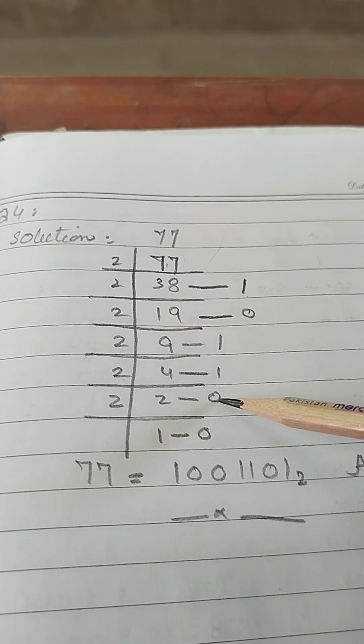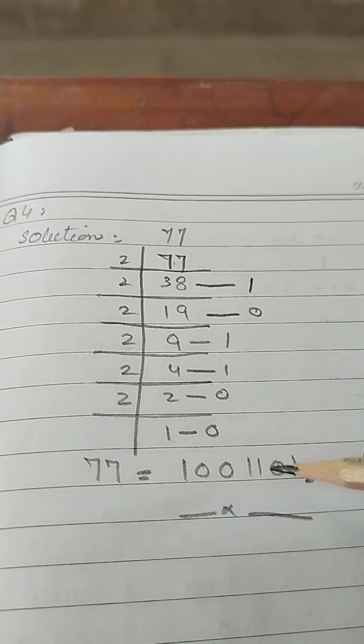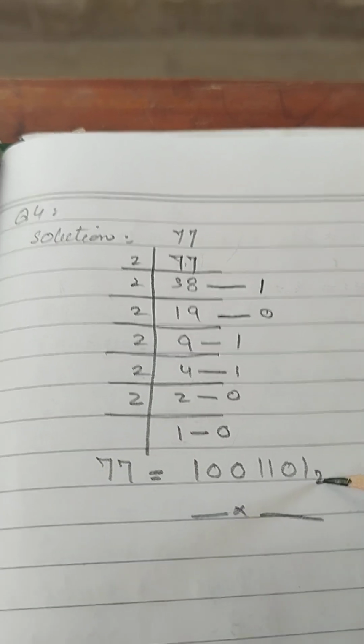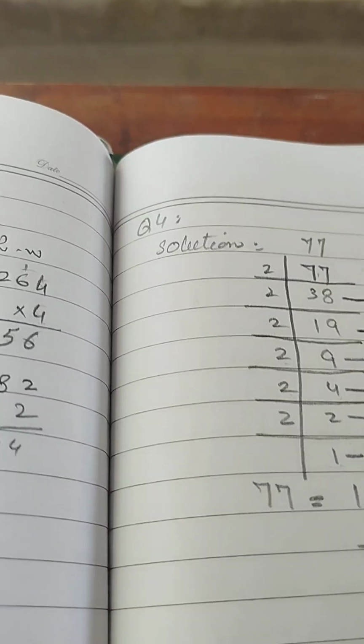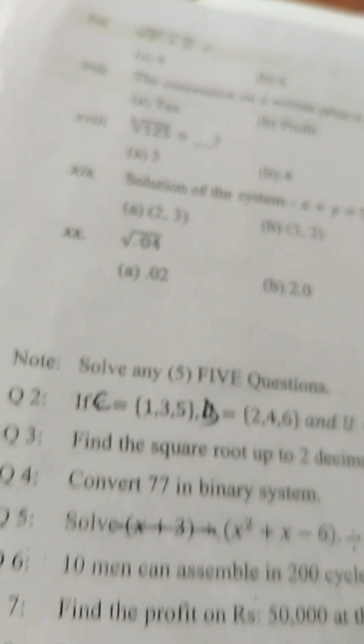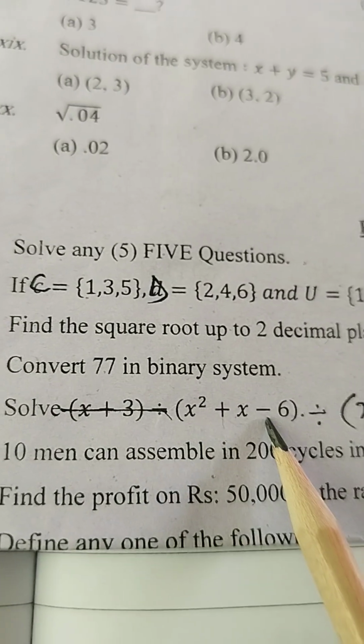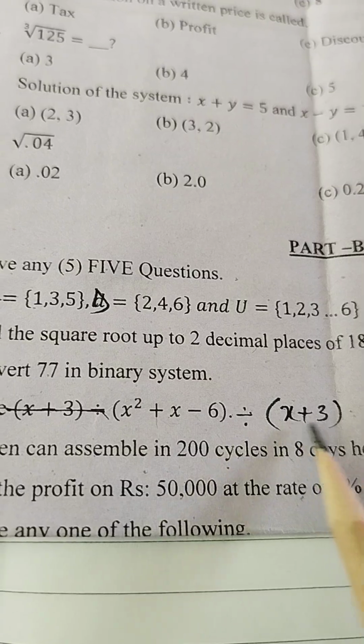1 0 0 1 1 0 1 in binary. Question number 5. Solve (x² + x − 6) divided by (x + 3).